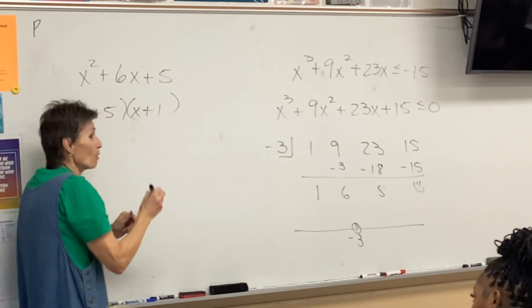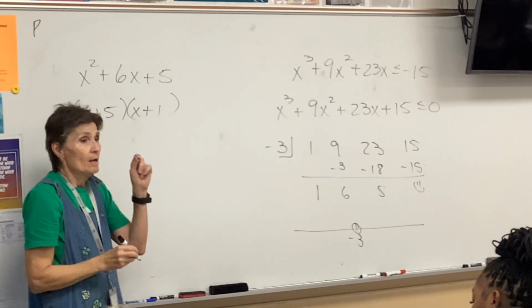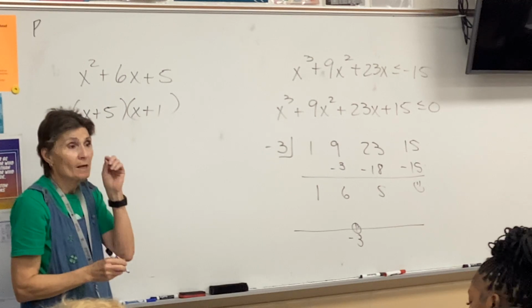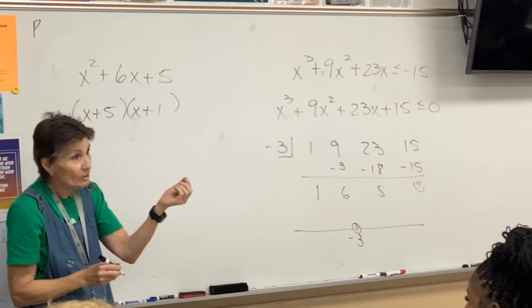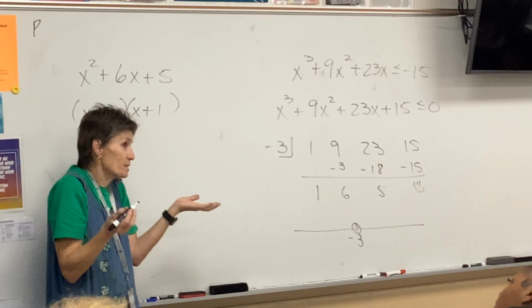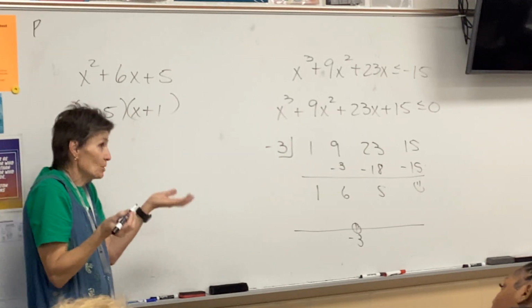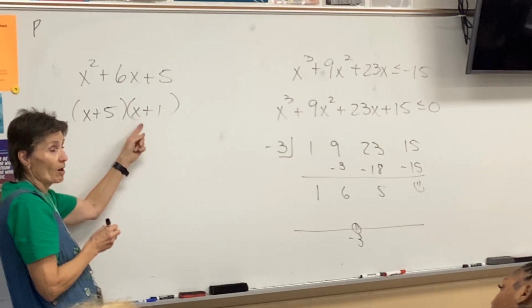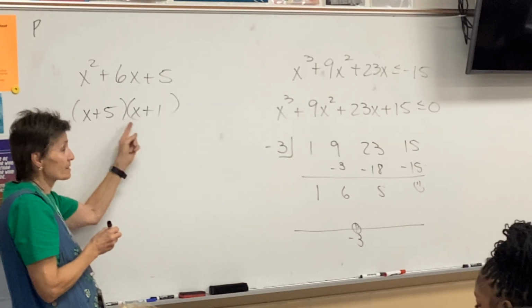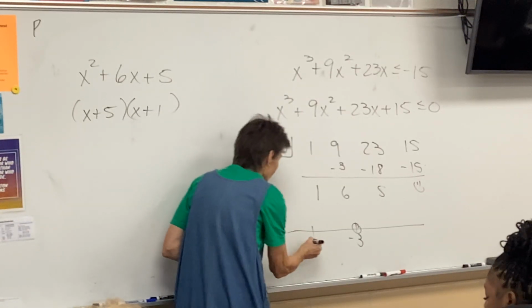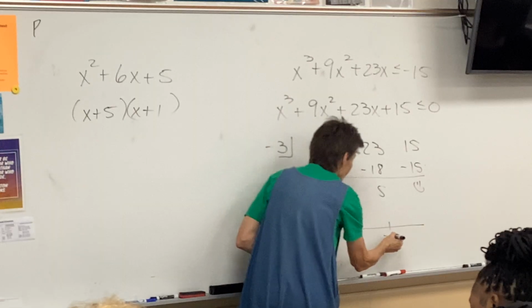Now, we have had problems in the past that didn't factor. You had to use the quadratic formula. I promise it will factor on the test, but if you wanted to use the quadratic formula, you still could. But it will be a factorable problem. And then this tells me where my other dots are. Where are my other dots? Negative 5 and negative 1.